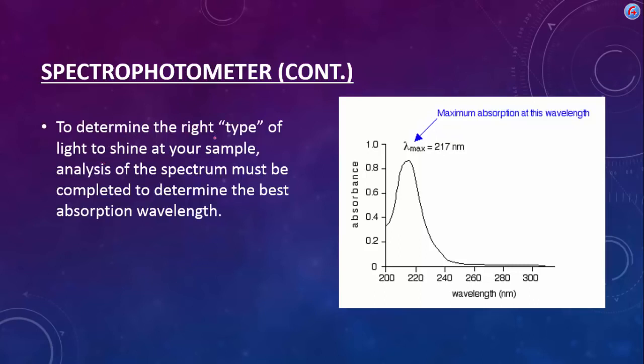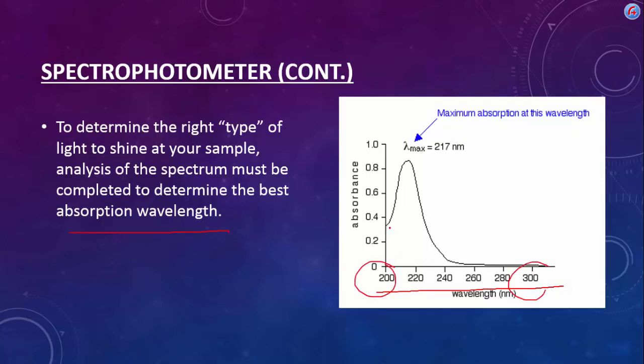To determine the right type of light, and we're just going to work with visible light now, ROY G. BIV: which type in ROY G. BIV? Red, orange, yellow, green, blue, indigo, or violet? Which one should you shine? It's determined by the best absorption wavelength. So here are all the different wavelengths for this particular run. It measured wavelengths from 200 nanometers all the way to 300.